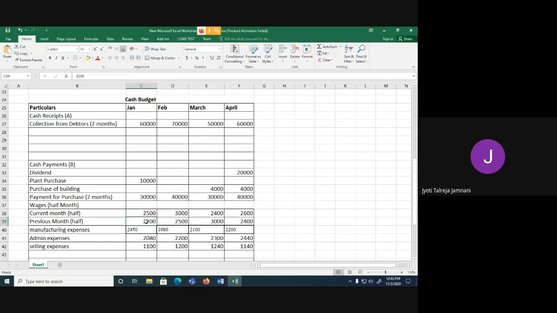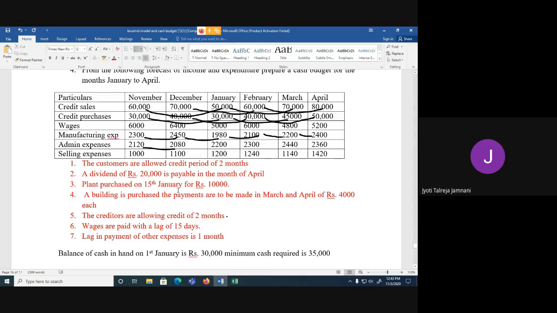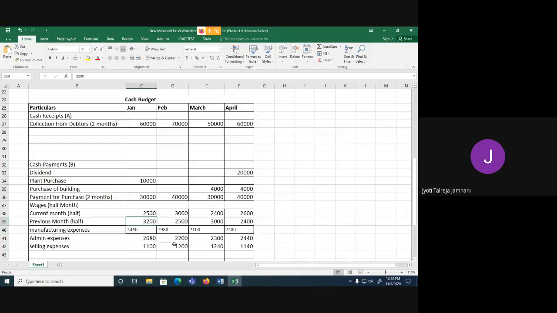Now here I have to receive December's wages. So that's why I've written it as previous month, because in December I might have received half, and the remaining half will go to January. So December's half I have to record here. December it was 6,400. Half of it is 3,200. So that's why we have written here previous month.